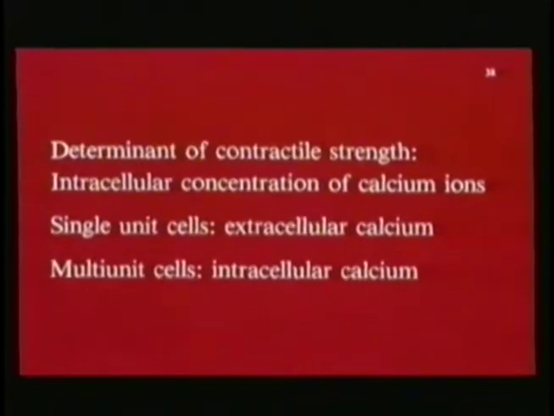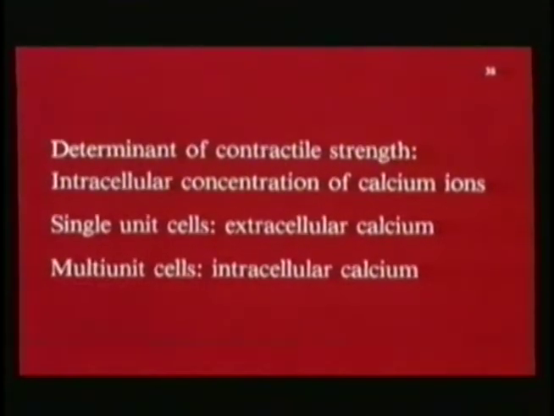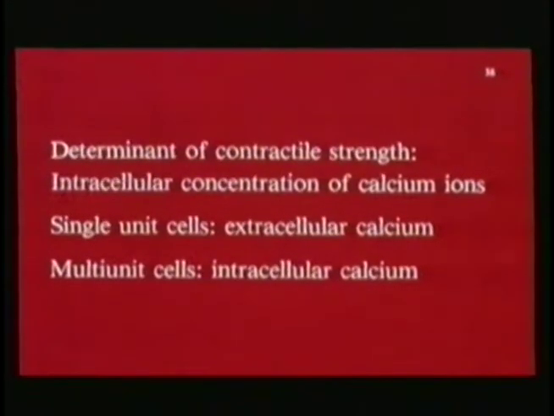38. The ultimate determinant of the contractile strength of smooth muscle is the intracellular concentration of calcium ions. Single-unit cells depend primarily on extracellular calcium. Multi-unit cells depend mainly on release of intracellular calcium stores.